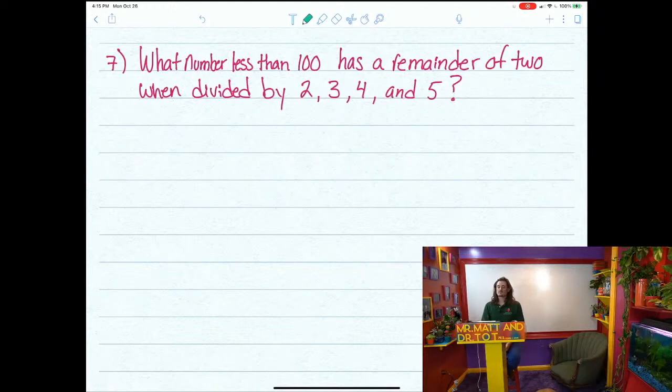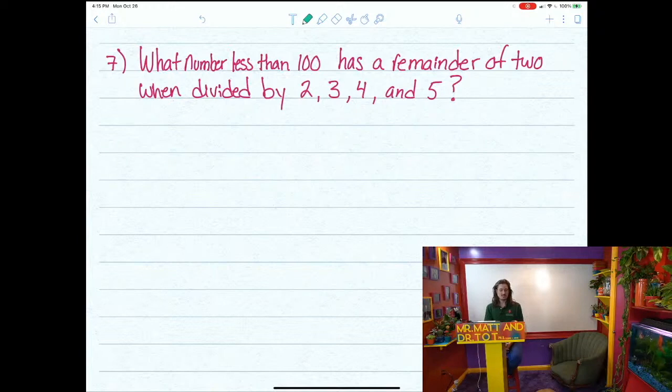So the remainder part of this problem is really tricky, and it's really not as hard to deal with as it seems. What I would recommend is instead of trying to find a number less than 100 that has a remainder of 2 when divided by these 4 values, 2, 3, 4, and 5, instead find a number that is exactly divisible or is a multiple of 2, 3, 4, and 5, or in other words, is the LCM of 2, 3, 4, and 5. If you then want a number that has a remainder of 2, you would simply add 2 to that number.